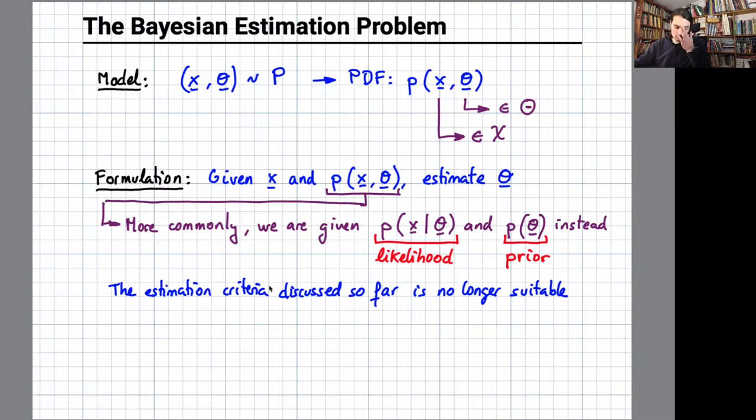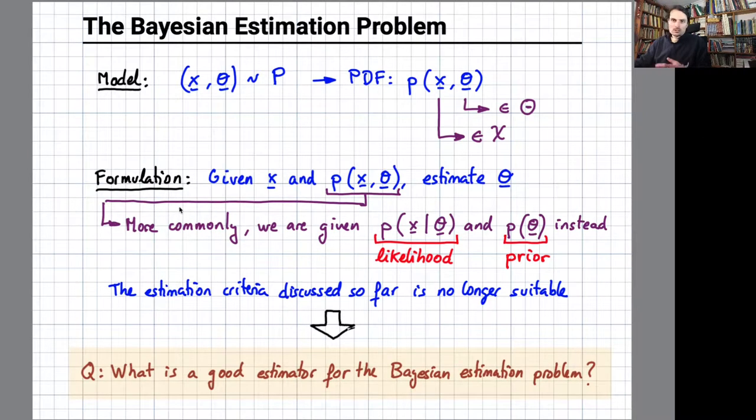So to do estimation until now, what we were doing was to first agree on a set of estimation criteria to characterize what constitutes a good estimator, and then we tried to find good estimators according to those criteria, right? However, in this framework, we cannot apply those criteria that we had from before, because now the parameters are random variables, right? So instead, we need to start this task again and decide what constitutes a good estimator for this Bayesian estimation problem. And this is what we will do next.